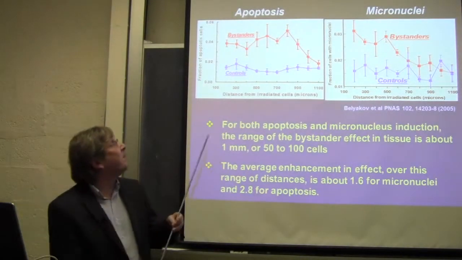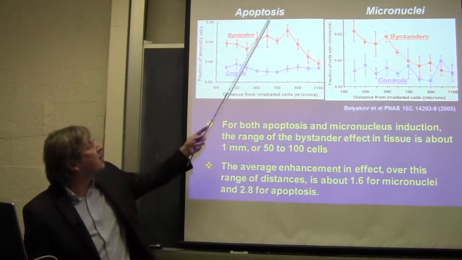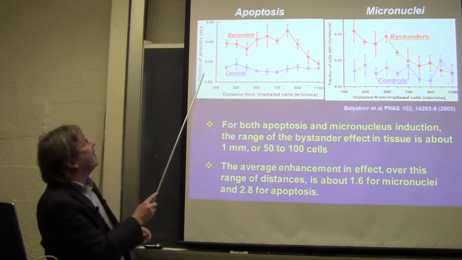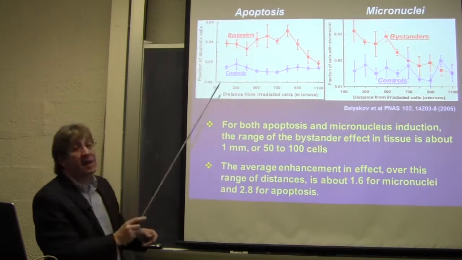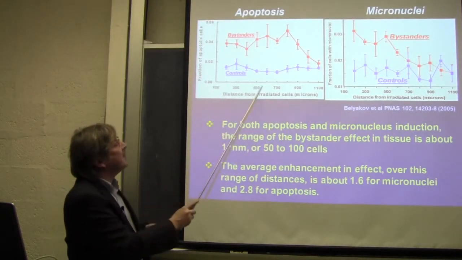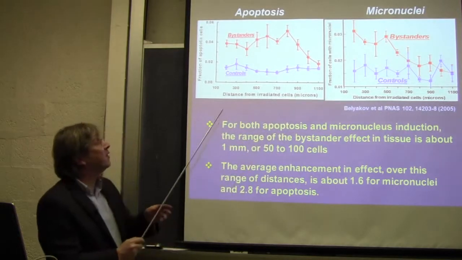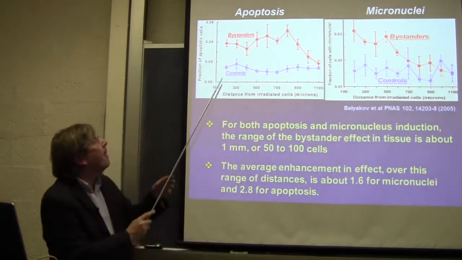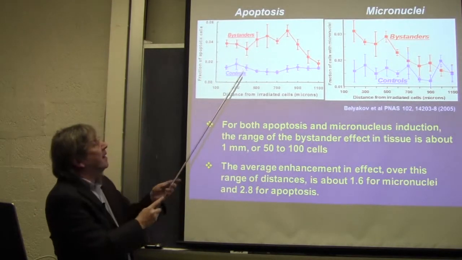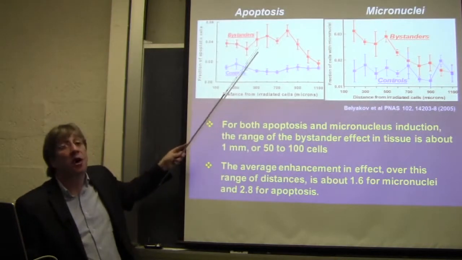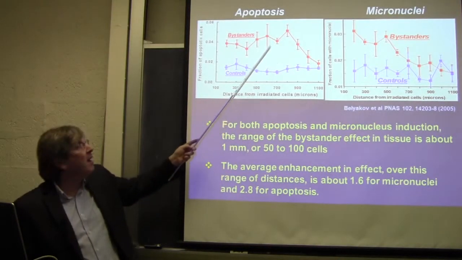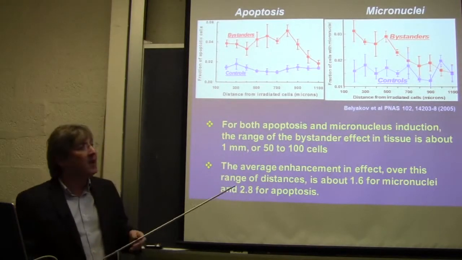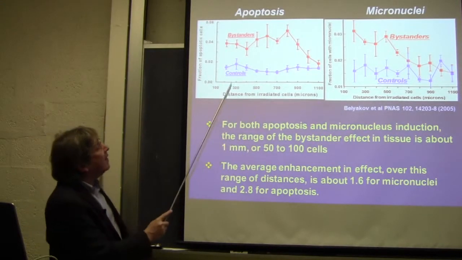And here's some typical examples for a couple of endpoints, apoptosis and micronuclei. What's plotted here is the effect, frequency of apoptotic cells, as a function of distance from the irradiated cells in microns. So this is control, where you simply don't turn on the machine. And here are bystander responses. These are cells, none of which were directly irradiated, but were at further and further distances away from the irradiated cells. And look at these distances.